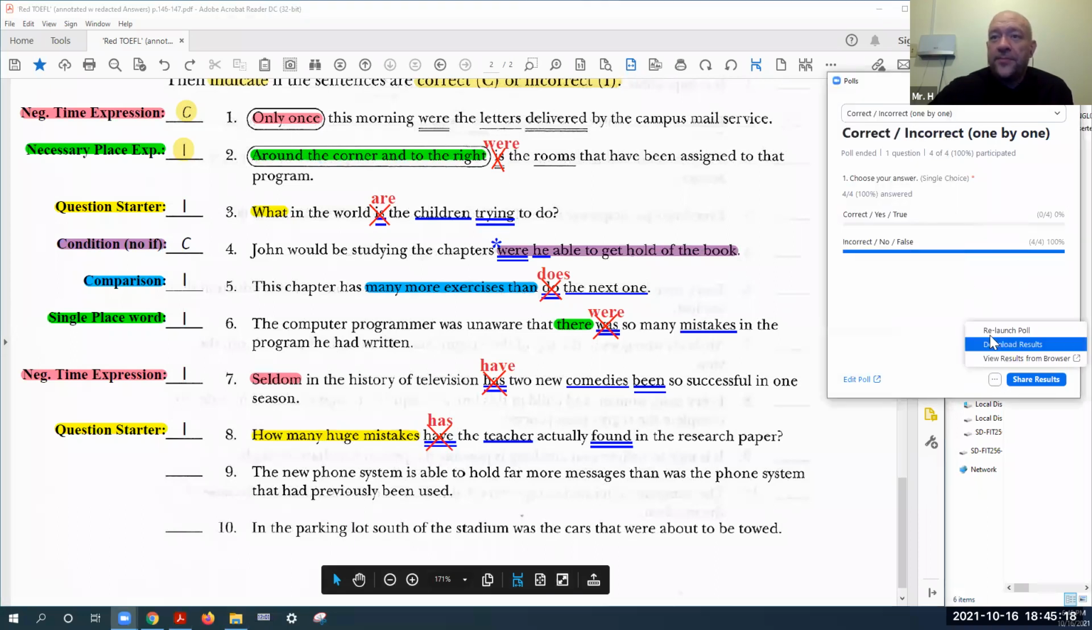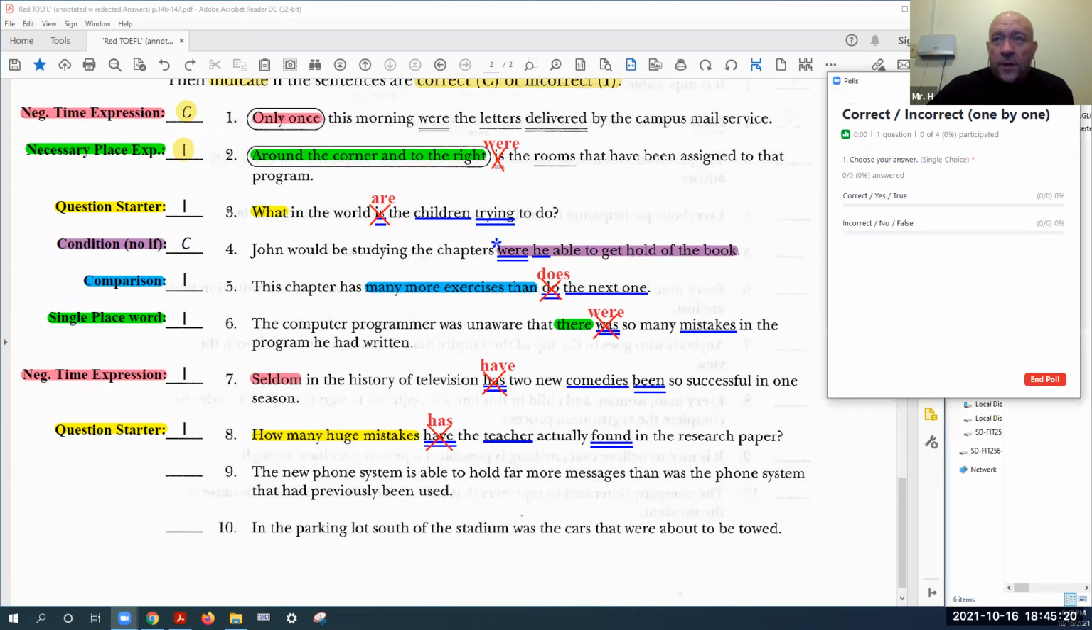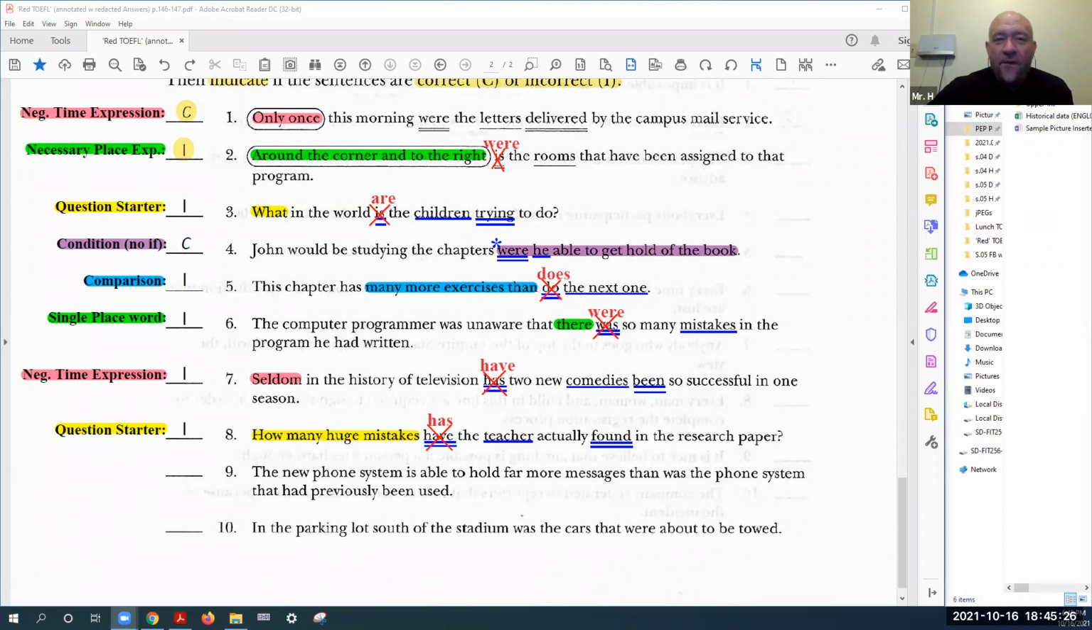Here we go. You ready? There is a trick. 10 seconds. 5, 4, 3, 2, 1. Oh, 2 people got tricked. It's 50-50. Look at the result.